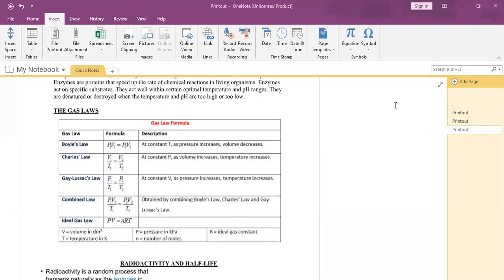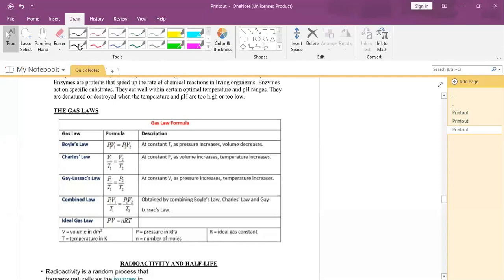Okay, so this is a summary as I just discussed. You know the formula for Boyle's law, and then the description is here, all right? At constant T, as pressure increases, the volume decreases and so on. Then the second one is known as Charles' law.